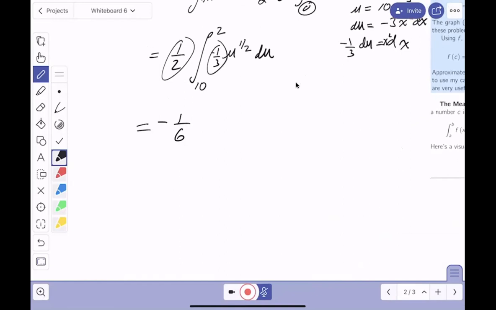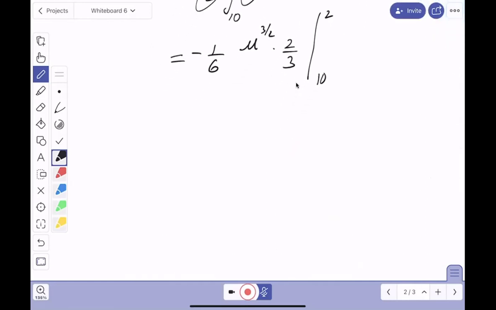What's the antiderivative of u to the 1/2? Add 1 to the exponent. What would that make it? 3/2. You're going to divide by 3/2 or multiply by 2/3. And you're going to evaluate it from 10 to 2. I know this is tough. What do you get over here? Minus 1/9 times 2 to the 3/2 minus 10 to the 3/2.